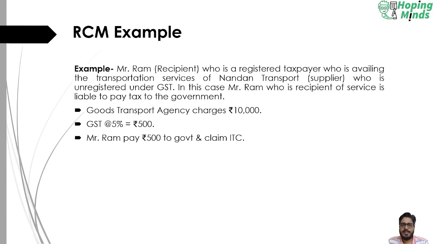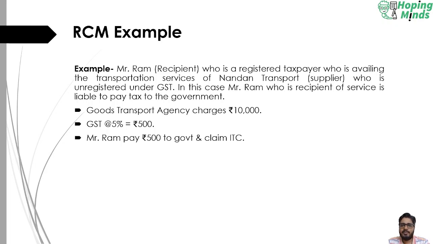So let us take an example. Mr. Ram, who is the recipient, who is a registered taxpayer, is availing the transportation services of Nandan Transport. Nandan Transport is not registered under GST. In this case, Mr. Ram, who is the recipient of service, is liable to pay GST to the government at the rate of 5%. That is, the goods transport agency charges rupees 10,000.